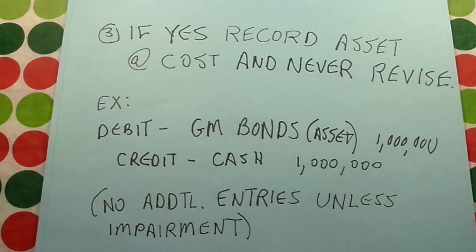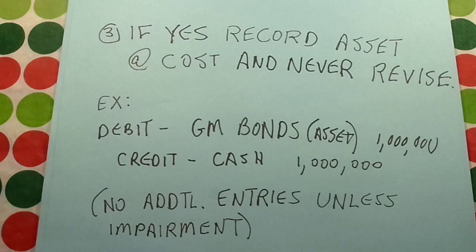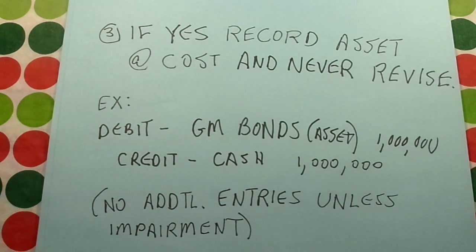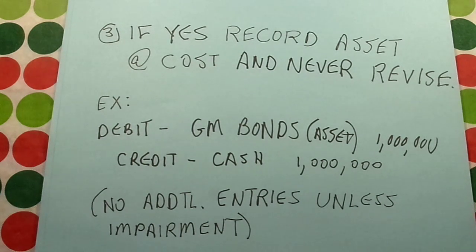Well, if it's held to maturity, as I said before, we record the asset at cost and we never revise it. So here's an example. If we bought General Motors bonds for $1 million, including any costs we paid to investment bankers or anybody to help us make the transaction, then we would debit GM bonds or investment in GM bonds for $1 million. Remember, that's an asset now. In both principles of accounting and coming up in chapter 14, we're going to learn that if we borrow money, it could be a bond, and then that would be a bond liability. But here we have an investment or a bond asset. And then I'm just showing the credit to cash.